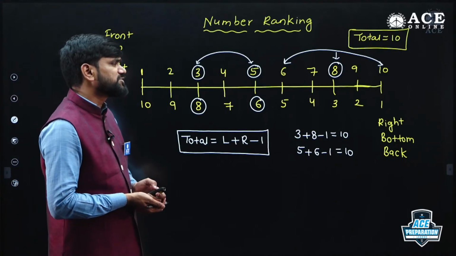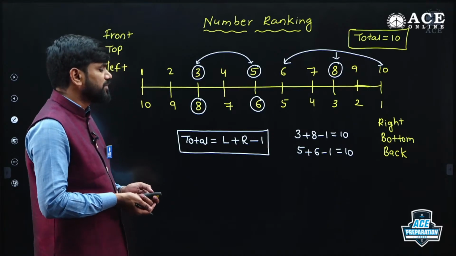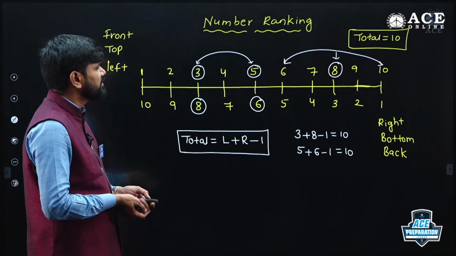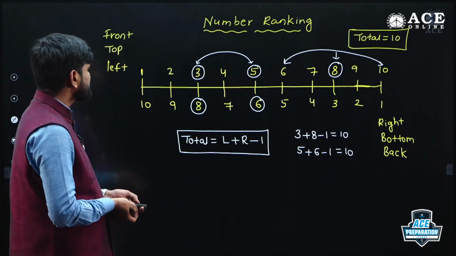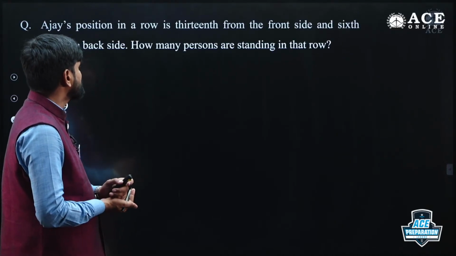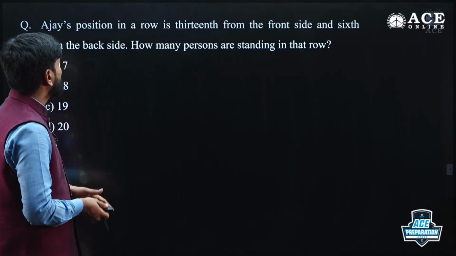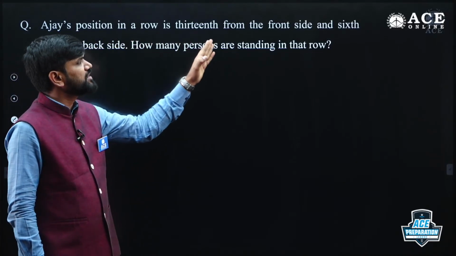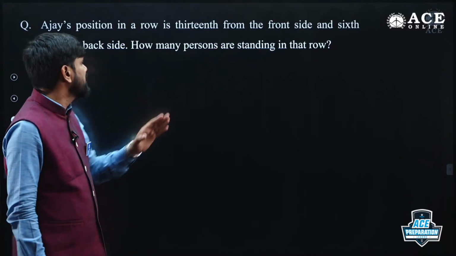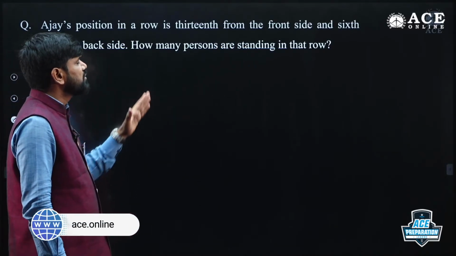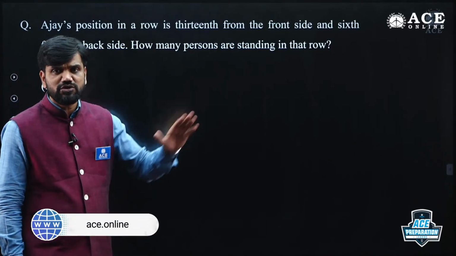Now, when we come across problems, how are we supposed to apply the logic? Let me show with the problems straight away. Let us go ahead with the first problem here. It is mentioned that Ajay's position in a row is 13th from the front side and 6th from the back side. How many persons are standing in that row?